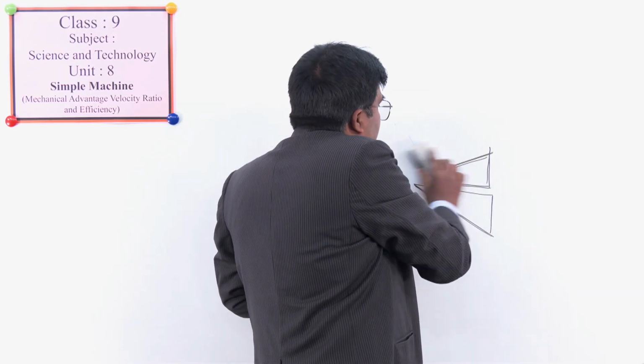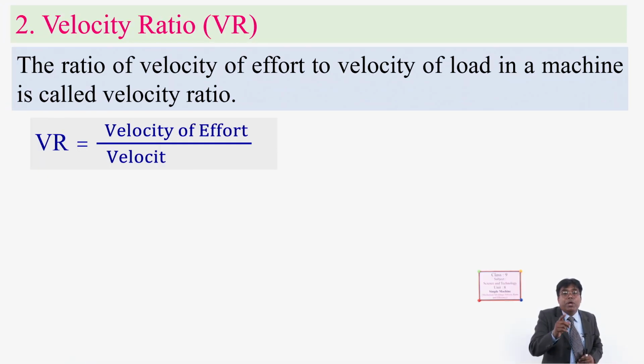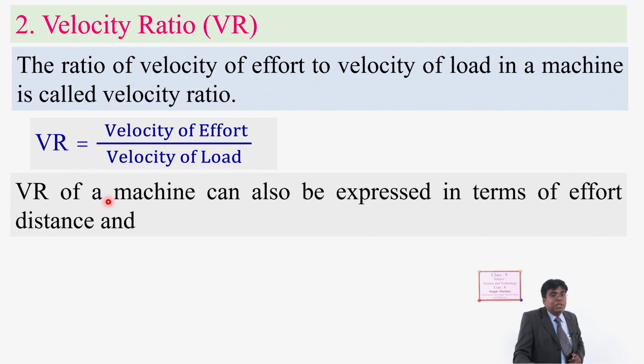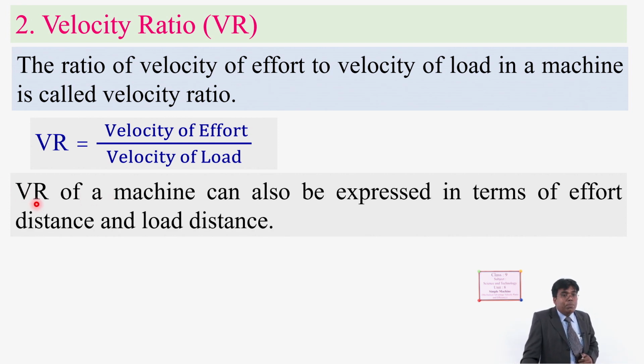So do you know what is velocity ratio? Do you have any guess? Yes, very good. It is the ratio of velocity. But which velocity? Okay. So for that, the ratio of velocity of effort to velocity of load in a machine is called velocity ratio. Yes. So velocity ratio, that is velocity of effort to velocity of load. Okay. Now, VR of a machine or velocity ratio, that is shortly called VR. So VR of a machine can also be expressed in terms of effort distance and load distance. So let's see how can we prove it.